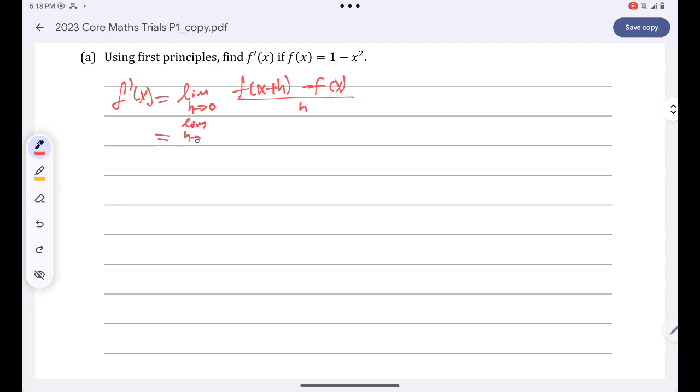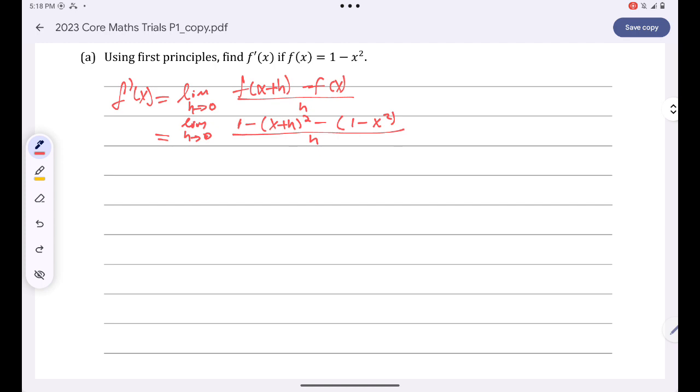Okay, let me write this first. Limit as h approaches 0. How can I find f of x plus h? I can simply go and substitute x plus h whenever I come across x in the equation of f of x. So I'll have x plus h all squared minus f of x, which is just 1 minus x squared. And this thing is all divided by h.